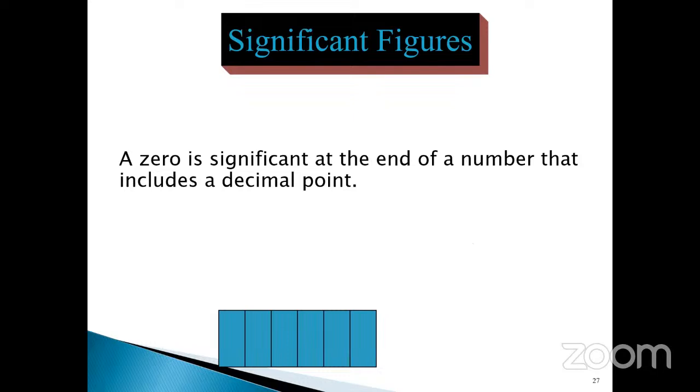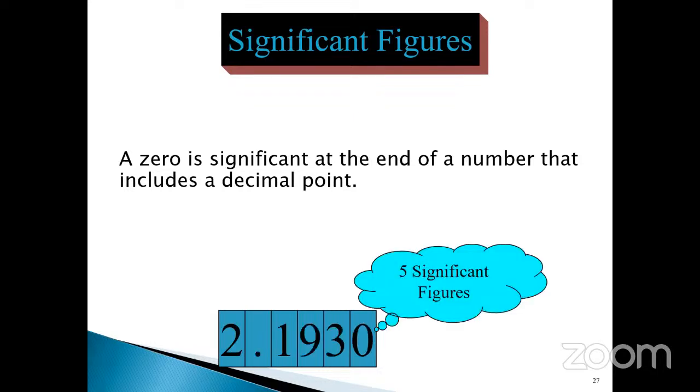Here's another example, I should say. In this particular case, we have a 0, only 1 at the end of this number, and again, you have a decimal point present. And it doesn't matter where the decimal point is, right? As long as you have a decimal point in a number, any zeros at the end of that number will be significant. So in this case, we have 5 significant figures shown here in this number, all right?